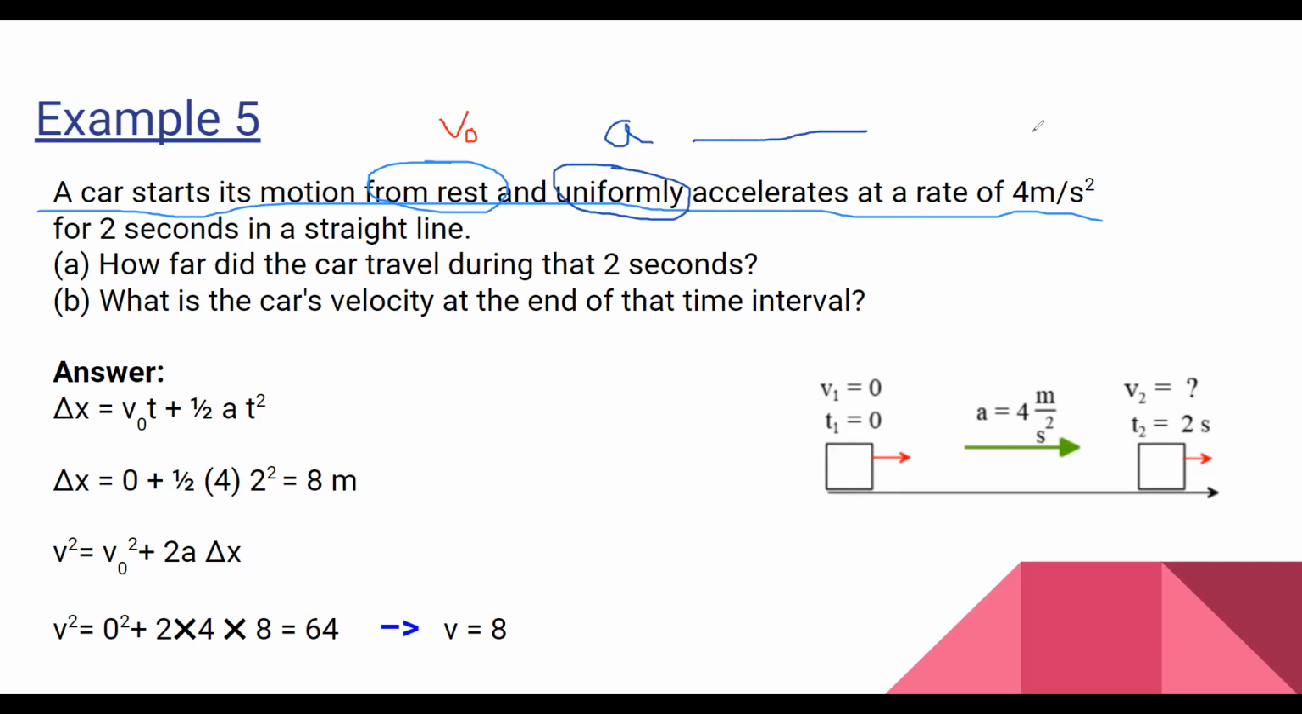Basically, A is a constant, and we are later given this value, and it is 4. We also are given T, so it's 2 seconds. So we know V0, A, and T. So the equation that would relate this would be your third kinematic equation. So delta X, what we're trying to find in part A, how far did it travel? That's the displacement.